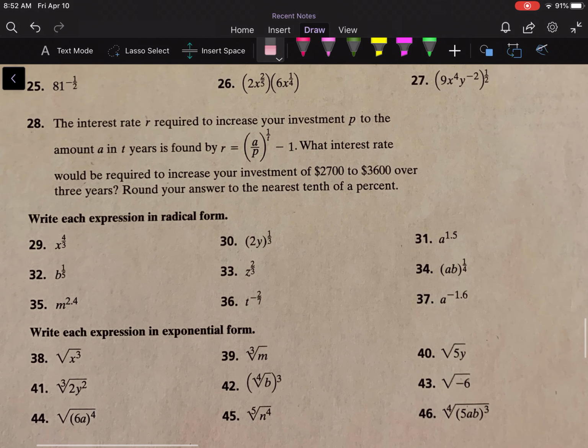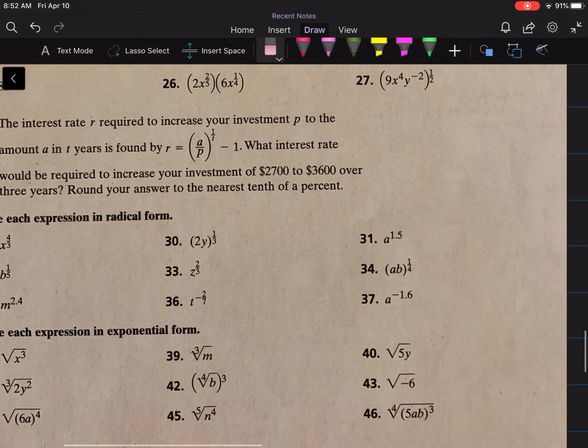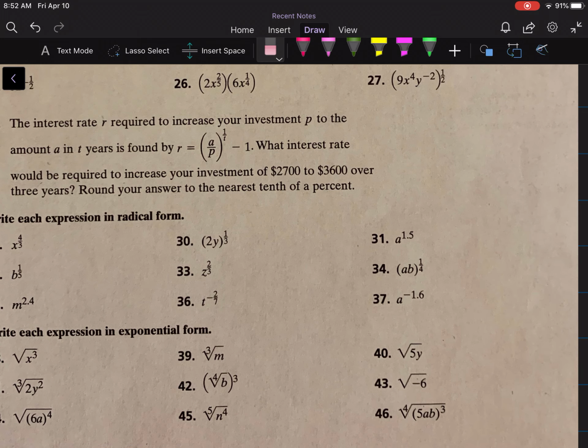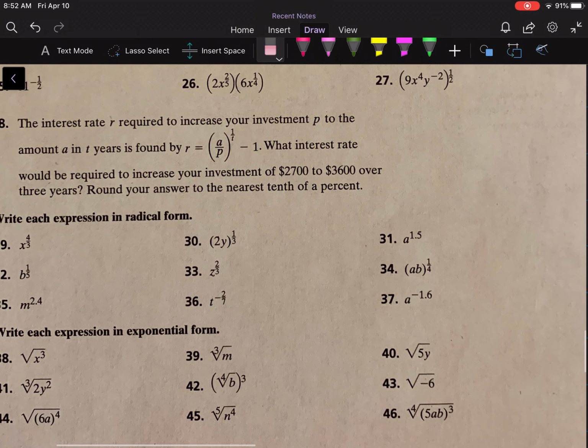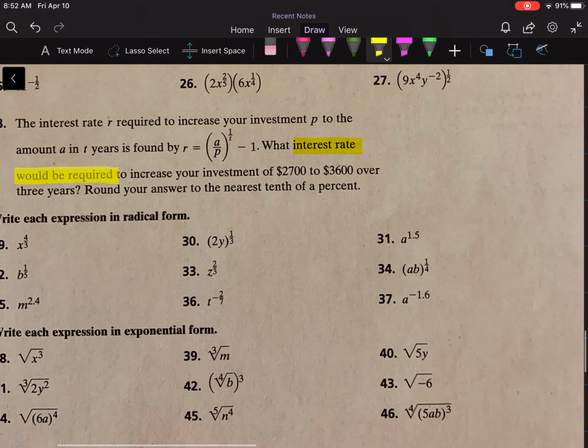Okay, so number 28 says, the interest rate R required to increase your investment P to the amount A in T years is found by R equals A divided by P to the 1 over T minus 1. What interest rate would be required to increase your investment from 2,700 to 3,600 over 3 years? So basically, we have to know where to plug all this stuff in. It says, what interest rate would be required. That's what we want to know. We want to know this R.